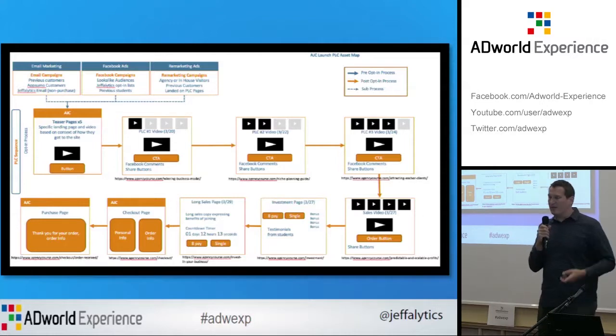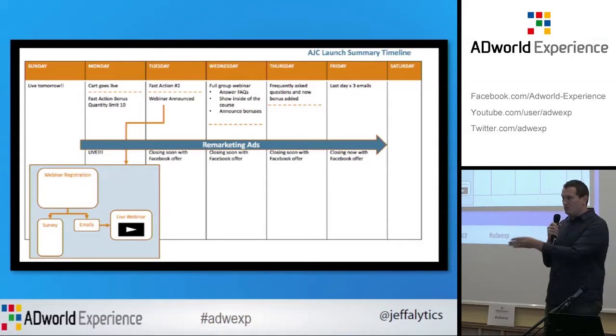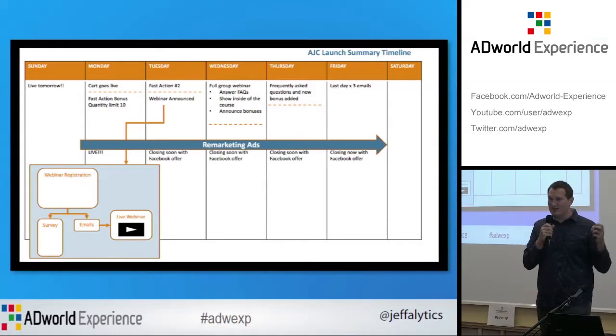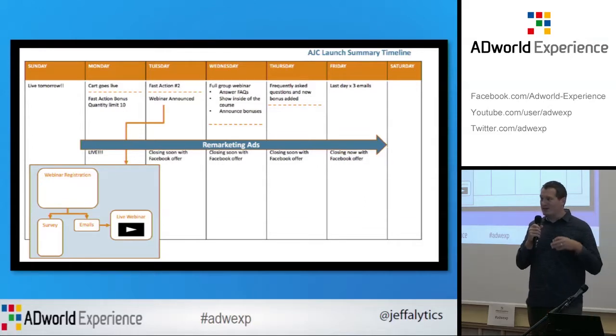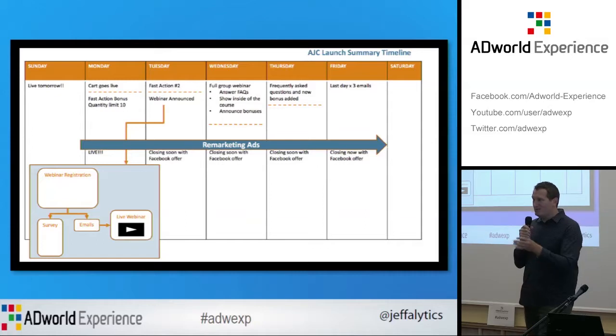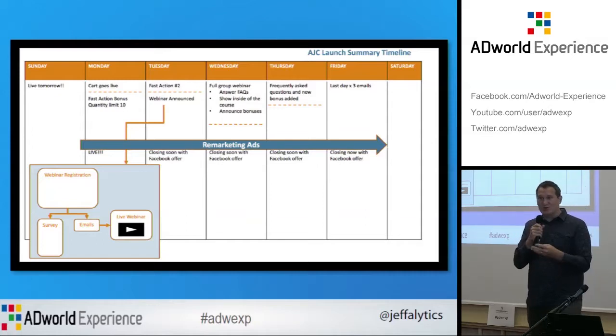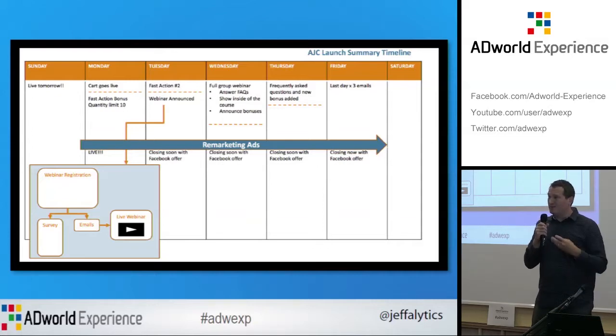So we have these landing page processes, and then we also have an email sequence for the day that the website is open. And it's basically let them know that the cart's opening tomorrow. We send that out on a Sunday. On Monday, we say, if you act early, here's a bonus we're going to give to you. We do a webinar announcement on Tuesday. We do Q&A on Wednesday. We do like a final push towards the end to say this is closing now. And so that's really essentially how this campaign is going.